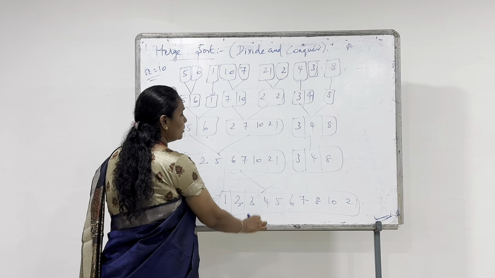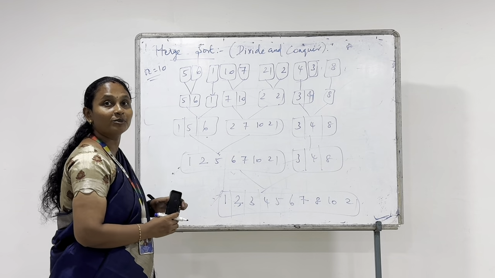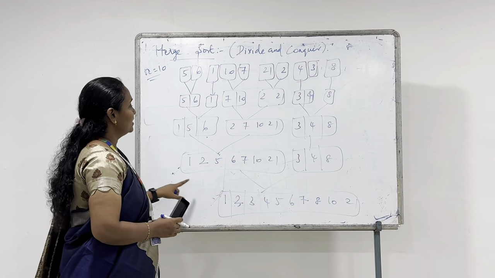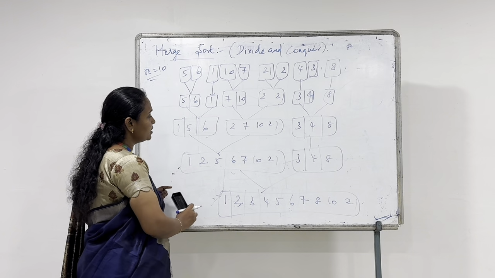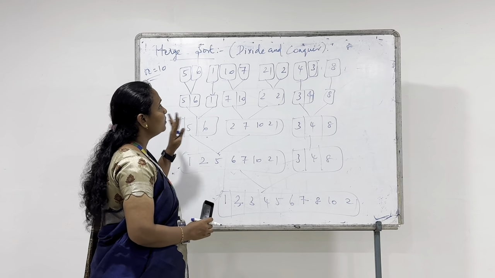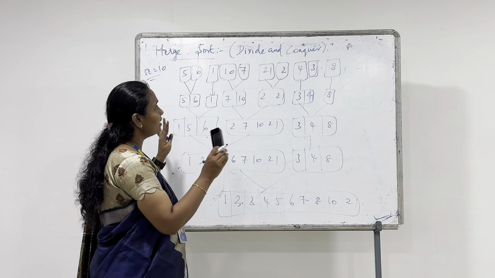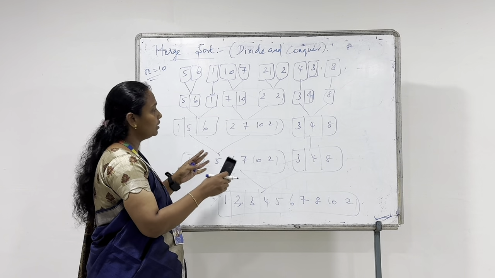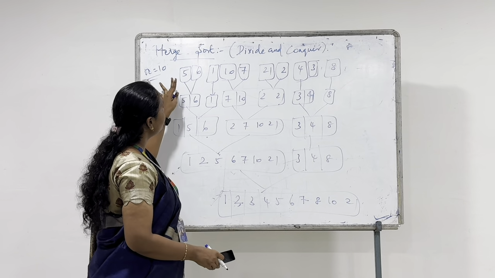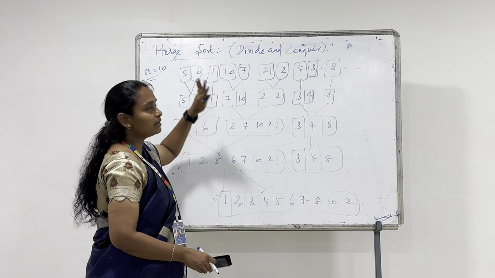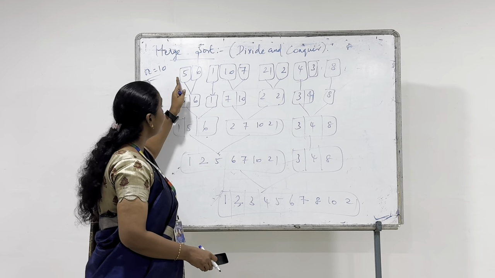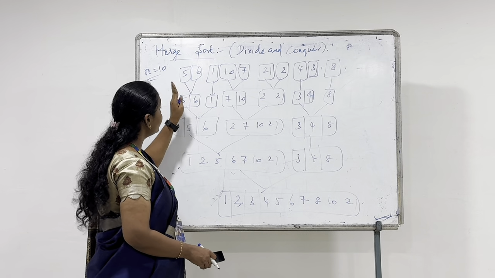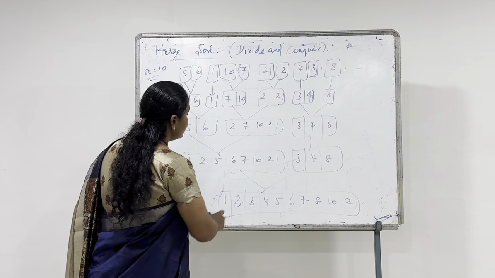So this is how merge sort will perform sorting. This is the procedure of merge sort. Divide and conquer. First, the entire array should be divided into equal halves, and then after getting the individual elements, during the merging, every element should be sorted and then merged. So this is the final array.